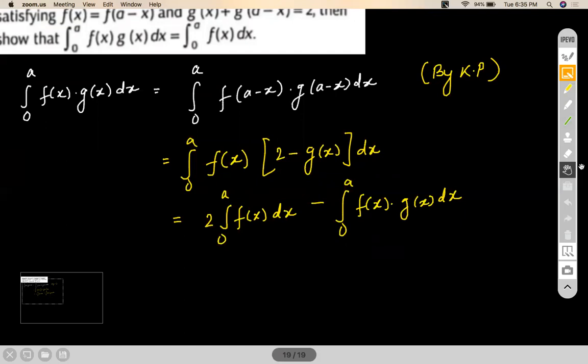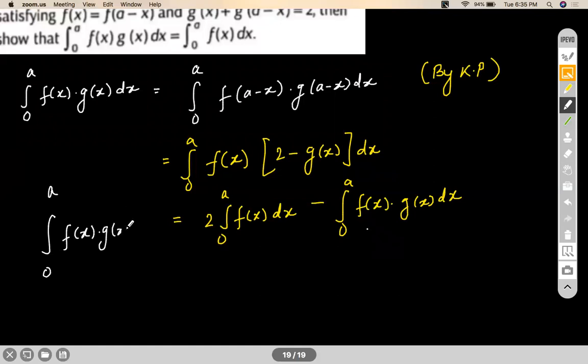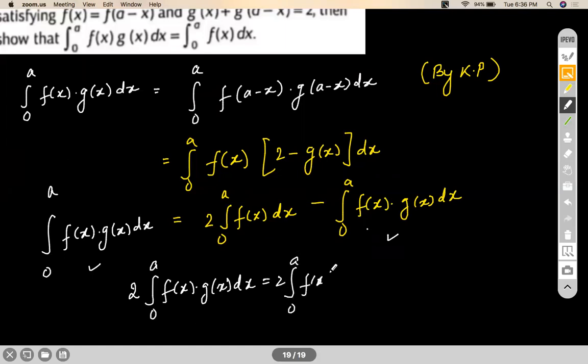Bring this to the other side, because the left side and the last expression are the same. If you bring it on this side, it becomes 2 times integral 0 to a of f(x) g(x) dx is 2 times integral 0 to a of f(x) dx. The 2 gets cancelled off, and this is what you wanted to prove, hence proof. Again, not a challenging question, a simpler one only.